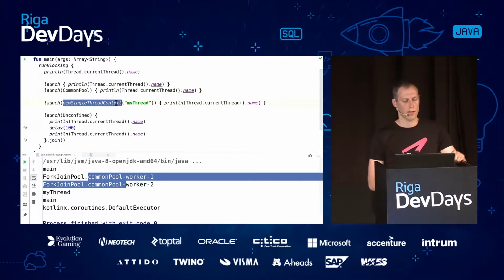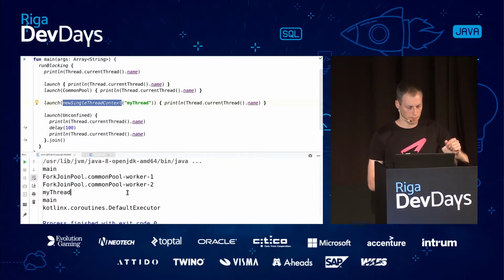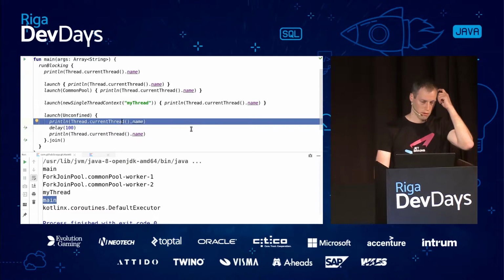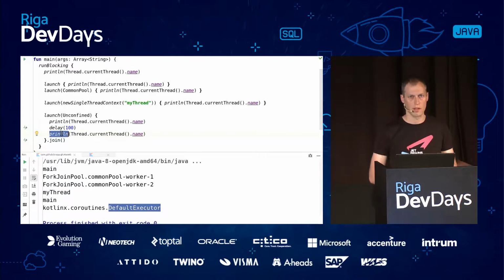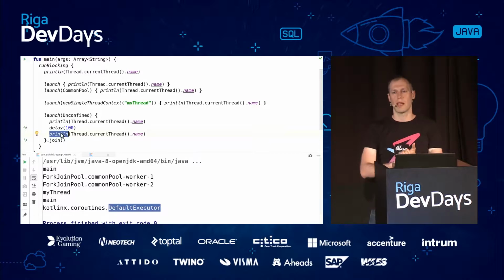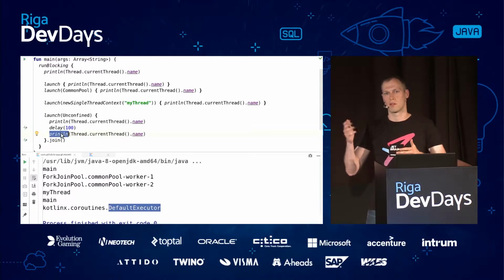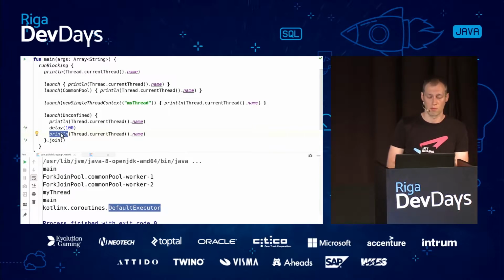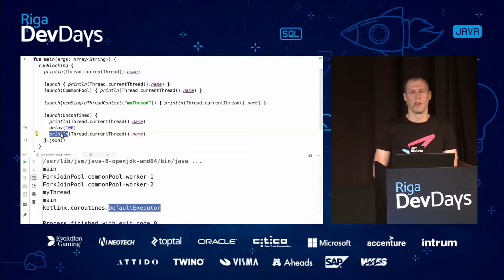Then we create new single thread context. So this is how we can run coroutines on our specific thread. This is my thread. Then again, we have a line executed on main thread. This is this one. Because we launch coroutine with unconfined dispatcher, it runs the coroutine on the same thread. And then we have this default executor. This line is invoked after delay. So delay suspends the coroutine and resumes it later. And in order to resume it after some timeout, it needs a scheduler. Scheduler by default runs on its own thread, default executor. And if you really need it, you can provide your own implementation here as well.